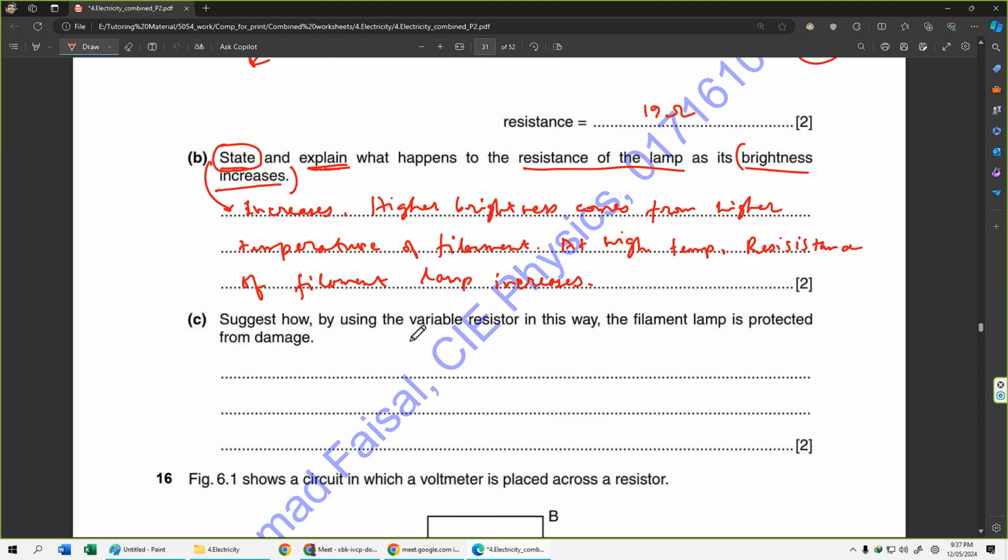Suggest how by using the variable resistor in this way the filament lamp is protected from damage. Suggest, which means you have to write some possible options, and in suggest questions, in most usual cases, wordings are not considered to be required to be truly exact.